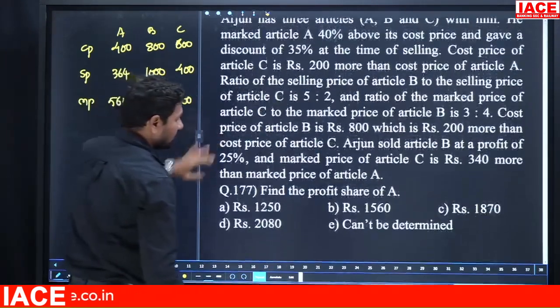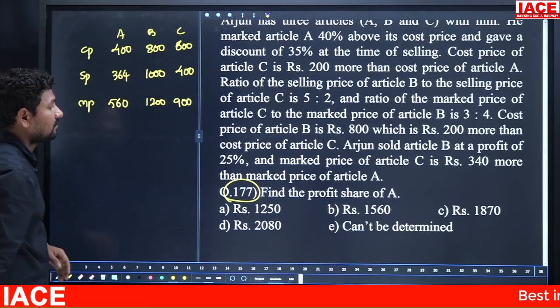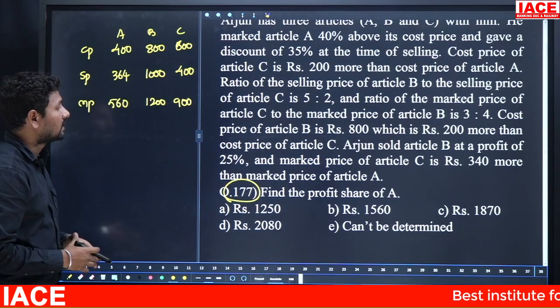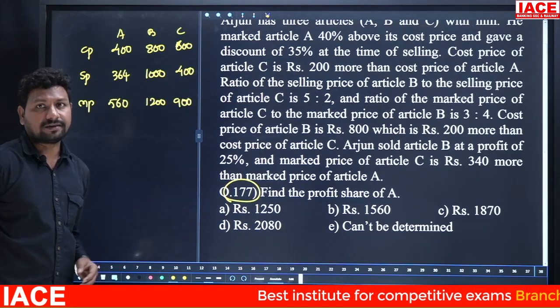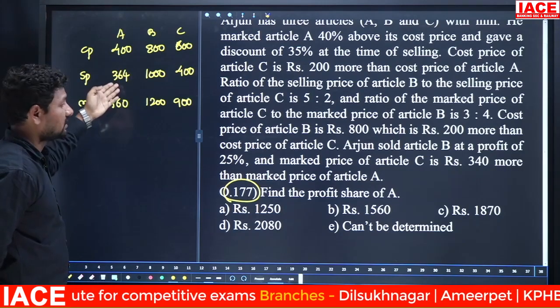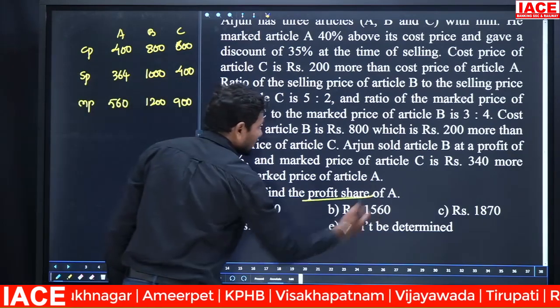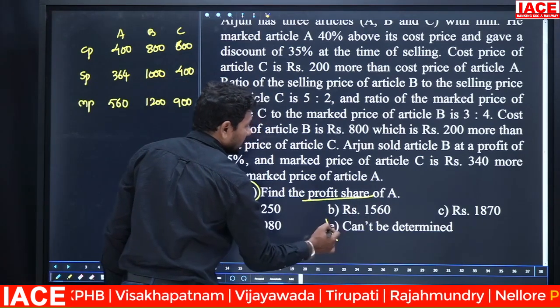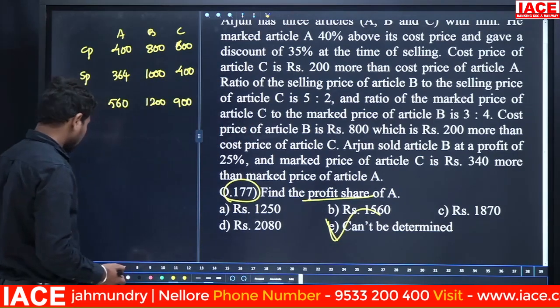Next. Find the profit share of A. Find the profit share of A means here 400 and 364. Is it possible? What is the profit share? Profit share of A is not determined basically. Why not determined? Basically it is a loss. When it is 400 and 364, it means loss. Loss purpose, how do you determine? Then you can't get profit share. Then the answer is: cannot be determined. Option E.